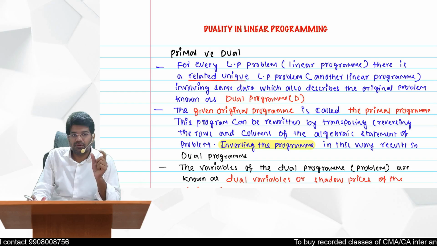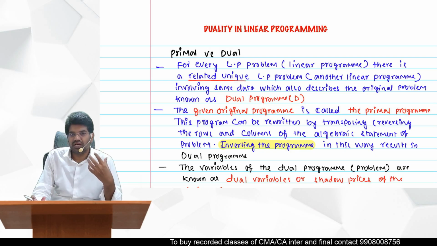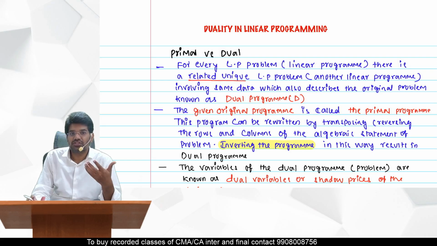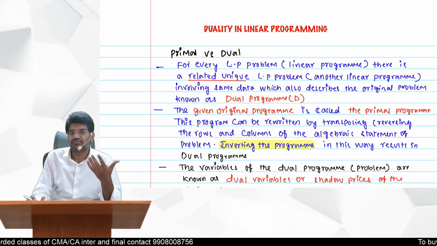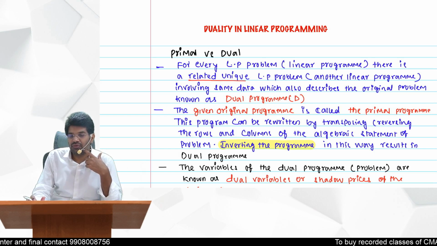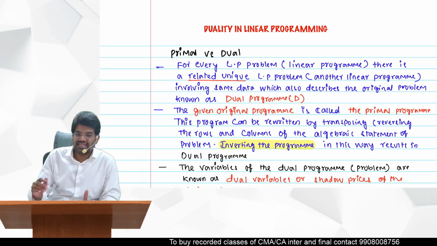Every LPP problem, whatever presentation we are doing, the objective function, constraints, non-negativity, has an alternative way of presentation also. The same LPP can be presented in another form, which is called the duality form. And ultimately, if you get the solution for either the primal one or the alternative one, the answer will remain the same. So what exactly is primal?